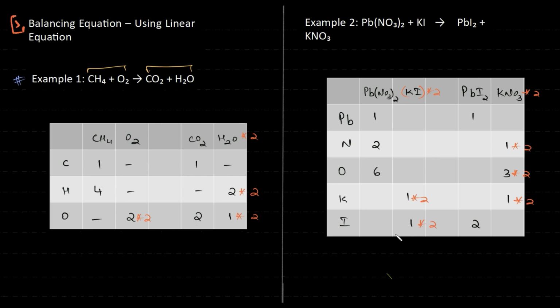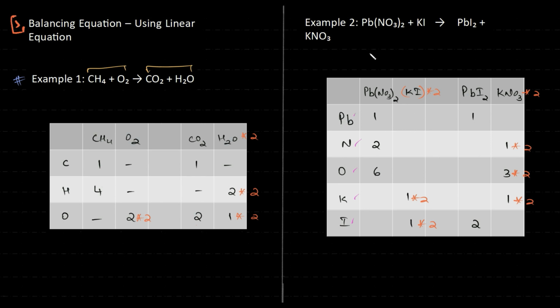Take a second, think about it. All of this is chain reaction in some sense. Okay, one is followed by the other. Now let's see if things are balanced. So we have iodine 2 and 2. Okay. Potassium 2 and 2. Okay. Oxygen 6 and 6. Okay. Nitrogen 2 and 2. Okay. Lead 1 and 1.